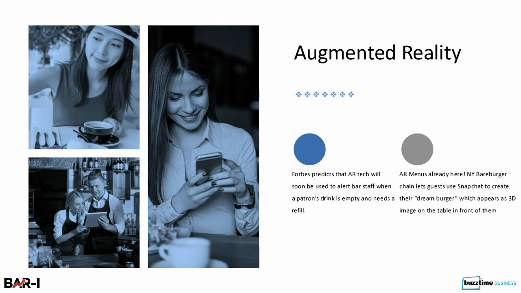Even AR menus, you're saying. I know the New York Bear Burger chain uses Snapchat to let guests create their dream burger, which appears in 3D. It's a really cool idea. I'd recommend Googling New York Bear Bar Snapchat burger. It isn't coming everywhere soon, but if you're looking for a differentiator to put you above somebody else, it's a cool thing to take a look at.